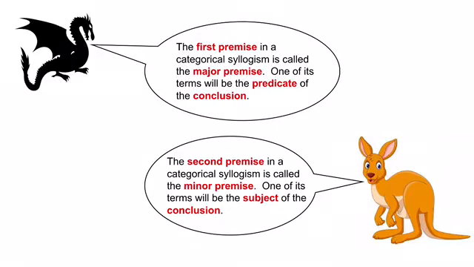So Logic Dragon says the first premise in a categorical syllogism is called the major premise. And one of its terms will be the predicate of the conclusion. All right, that's very important. We're going to see an example in just a moment, but we just want to make sure we get that definition down. And then Kangaroo says the second premise in a categorical syllogism is called the minor premise. And one of its terms will be the subject of the conclusion.